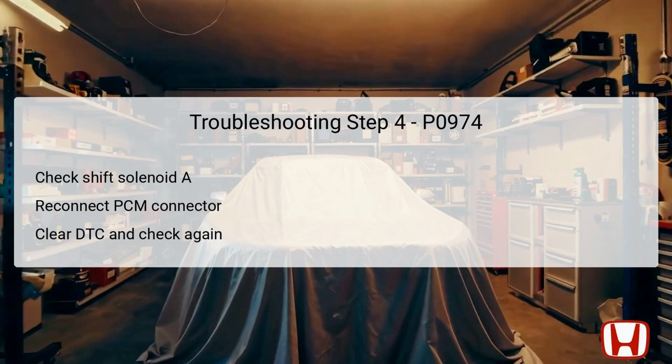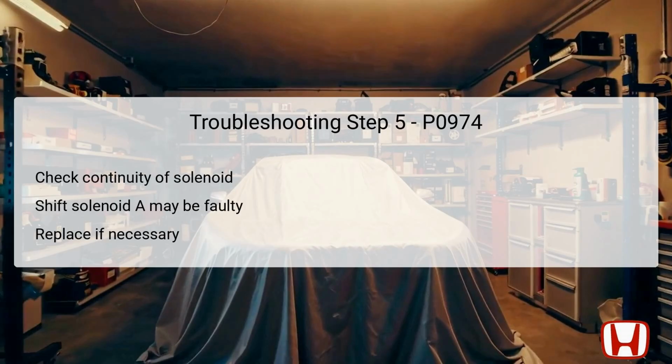After starting the engine in park, wait 1 second and check for any new DTCs. If DTC P0973 appears, it indicates an additional issue with the shift solenoid valve A. Otherwise, you'll move to the next troubleshooting step to check the solenoid itself.